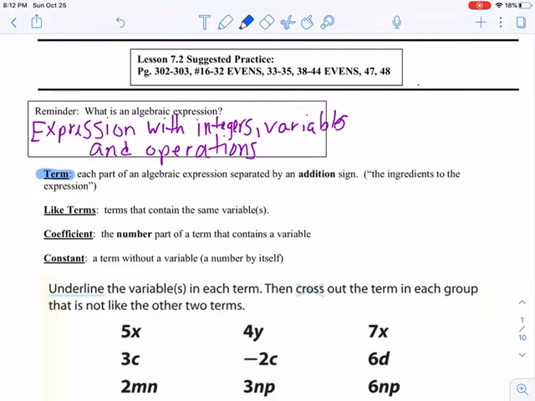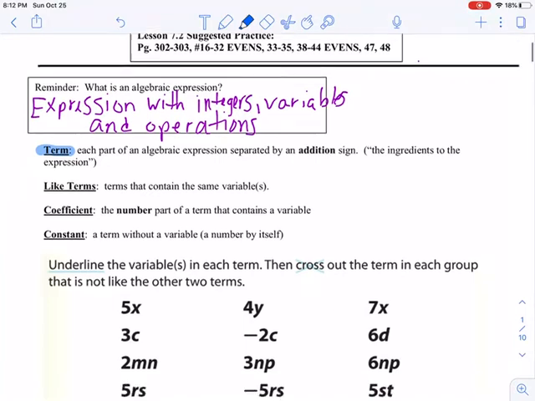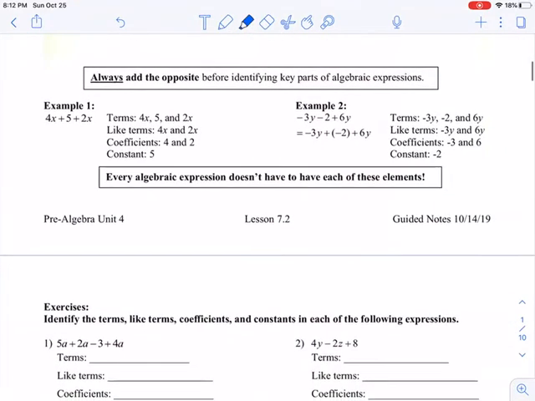Then you also have like terms, which are the ones that have the same variables. Like terms can also be constants that you could combine together, and a constant's a number. It's a term that doesn't have a variable with it. And the coefficient is the number that's paired up with a variable. All right, so we're going to name some terms, like terms, coefficients, and constants in algebraic expressions, and you can look at the examples 1 and 2 there as well.